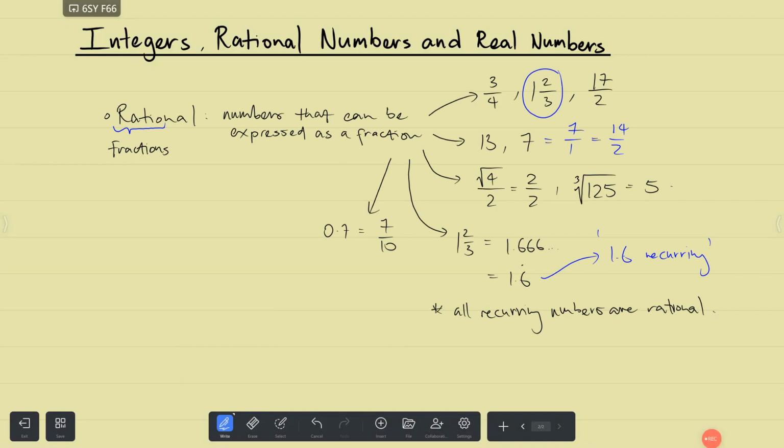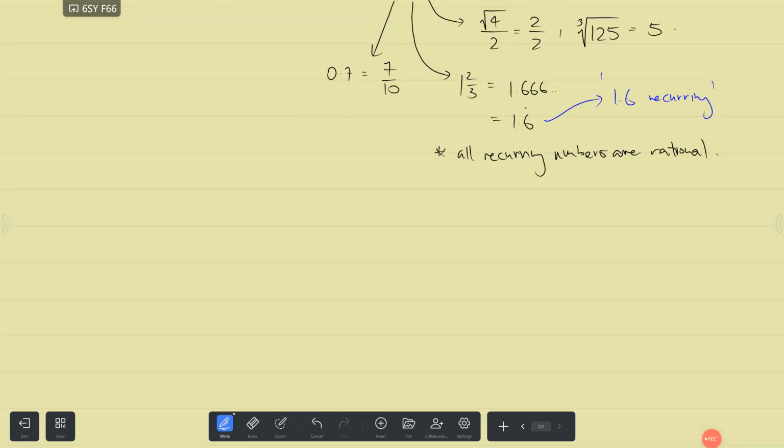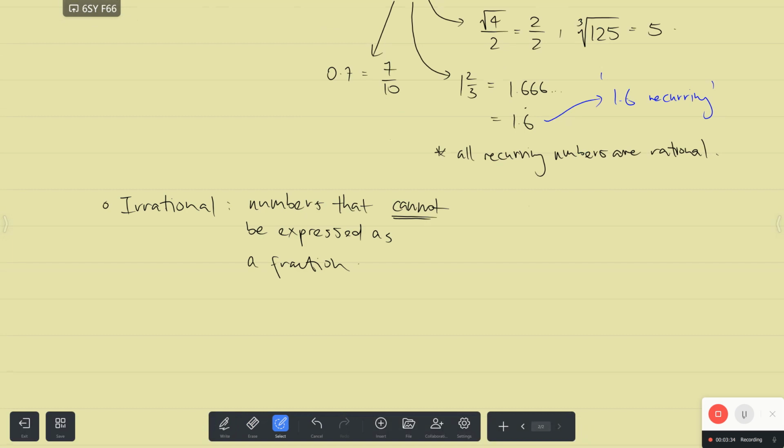So the opposite of rational numbers is what we refer to as irrational numbers. So what are irrational numbers? Well, basically they're numbers that cannot be expressed as a fraction. And we have a few famous examples. For example, square root 2. You can type it in a calculator and you cannot convert it into a fraction.